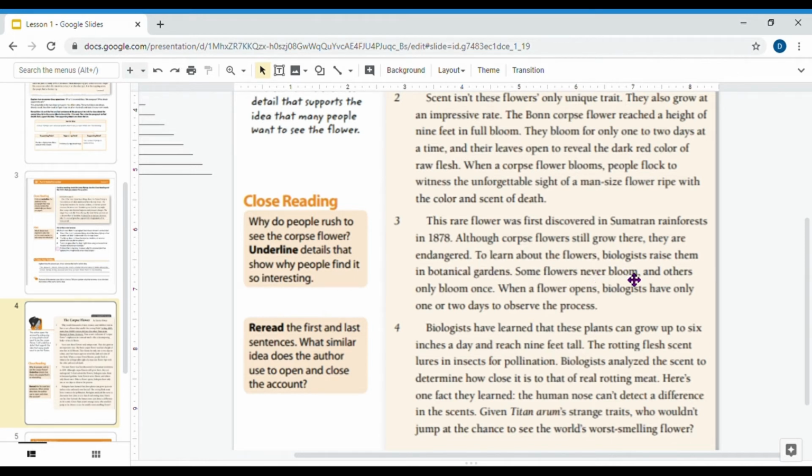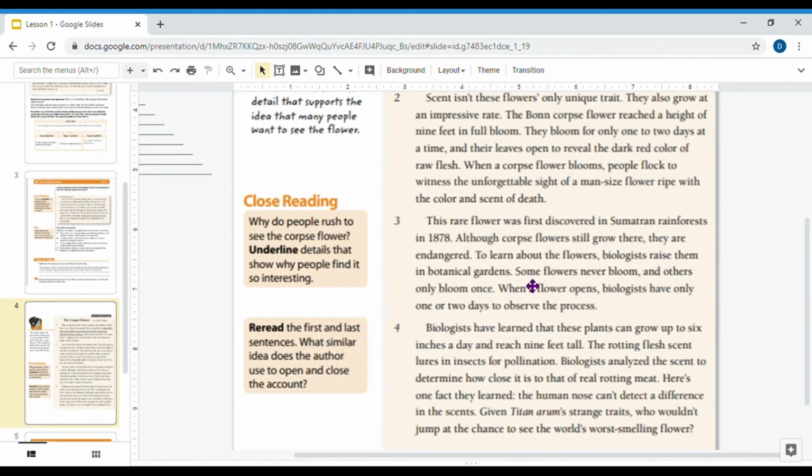Although corpse flowers still grow there, they are endangered. To learn about the flowers, biologists raise them in botanical gardens. Some flowers never bloom, and others only bloom once. When a flower opens, biologists have only 1 or 2 days to observe the process. Biologists have learned that these plants can grow up to 6 inches a day and reach 9 feet tall. The rotting flesh scent lures in insects for pollination. Biologists analyze this scent to determine how close it is to that of real rotting meat. Here's one fact they learned. The human nose can't detect a difference in the scents. Given Titan Arum's strange traits, who wouldn't jump at a chance to see the world's worst smelling flower?